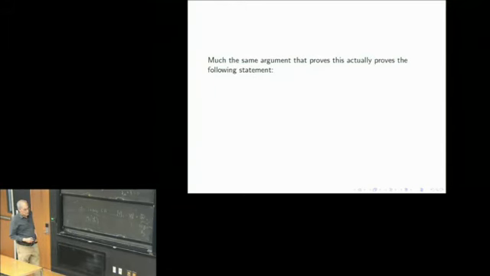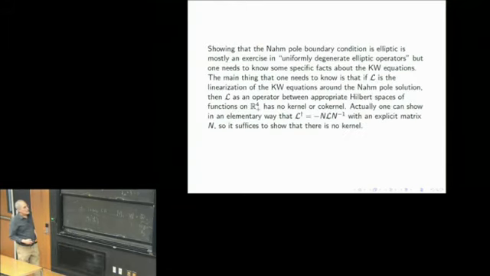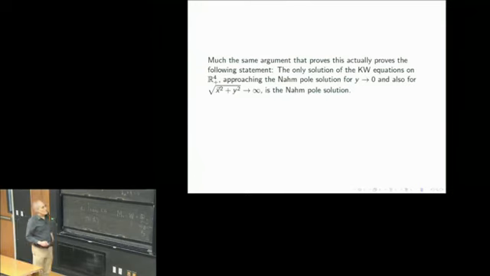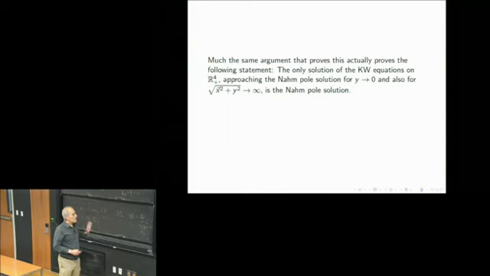Now, we have to prove that the linearization has no kernel or cokernel, but there's actually a nonlinear version of the statement that we proved. We proved that the only solution of the KW equations on the half space, in other words R3 times a half line, which I call R4 plus, approaching the non-pole solution at y equals 0 and also at infinity, is the non-pole solution.